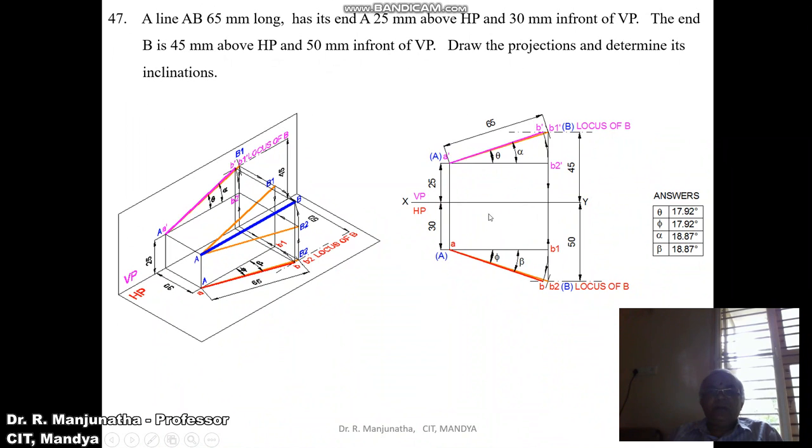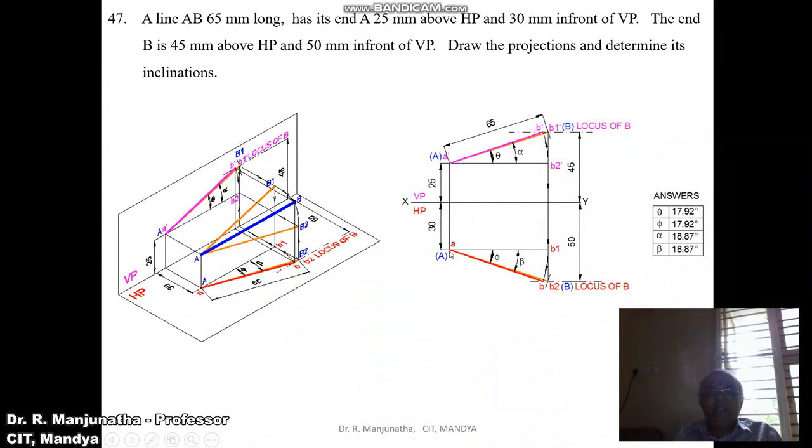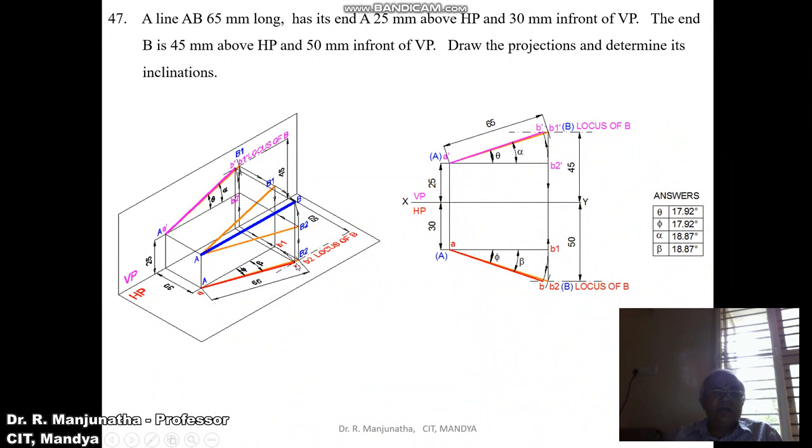But actually B1 is not in front of VP by 30 mm, but instead it is in front of VP by 50 mm. So with A as center, taking the compass with the radius of AB1, you rotate it such that it cuts the locus of B in the top view, and you mark this point as small b, then join A to B with a dark line. So that is the line we are trying to get here, AB in the space. So this is the small ab here.